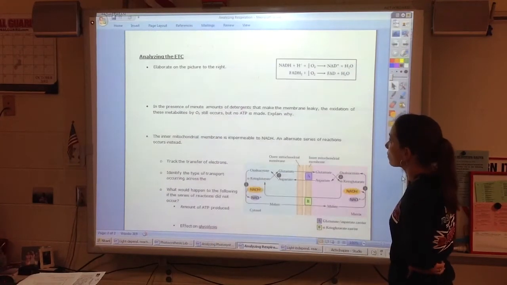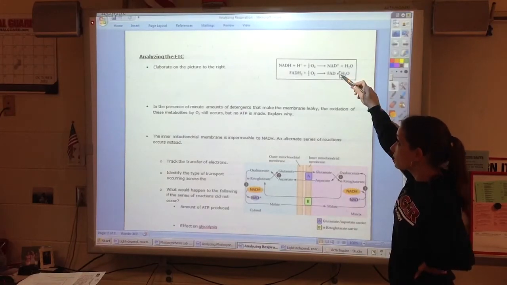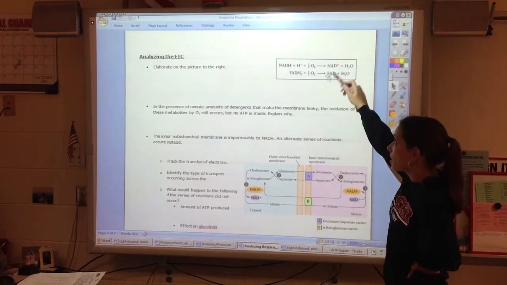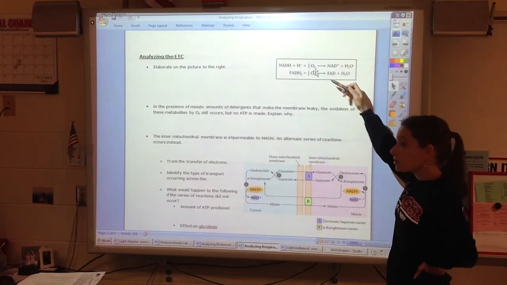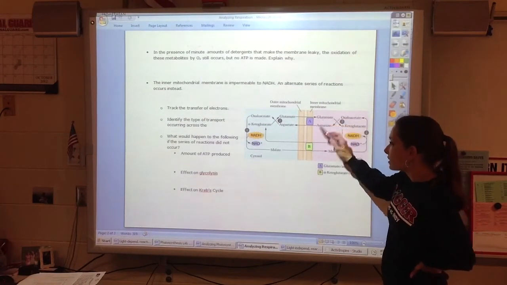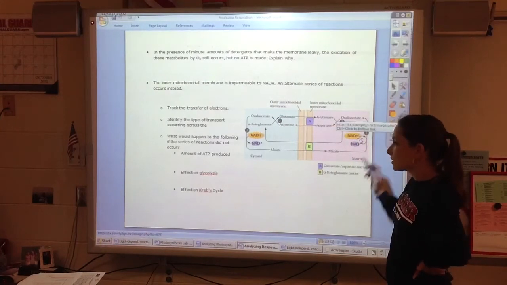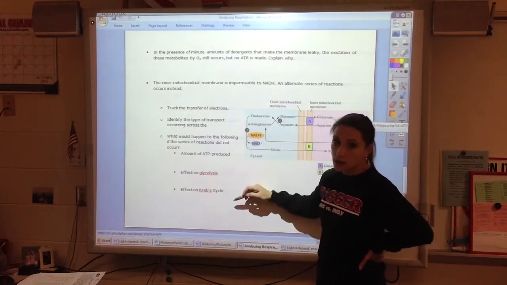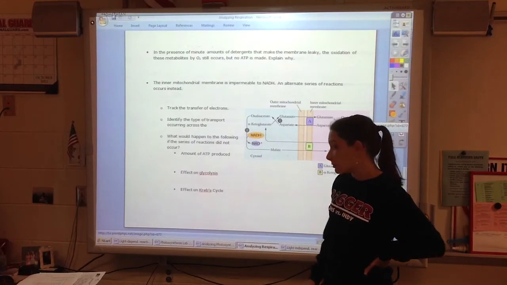And then we've got a little diagram about your electron carriers, and you're trying to elaborate what you see happening here to our electron carriers, and then looking actually at the importance of those electron carriers and why are those electron carriers important.